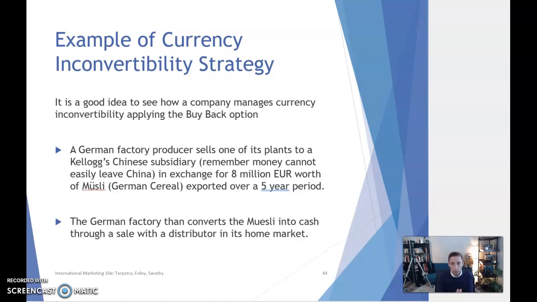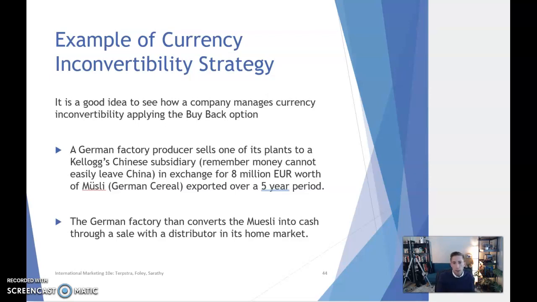The German company can then convert that muesli into cash through a sale with distributors in its own market. And they could do all of this without ever touching the cereal. You know, because you're afraid you'll be holding 8 million euros worth of cereal. No, you take this contract and sell it to a trusted buyer in your own market, and they will get the cereal over the next 5 years because they need it anyways. That's what they wanted to import. And they handle everything, and you get the cash.